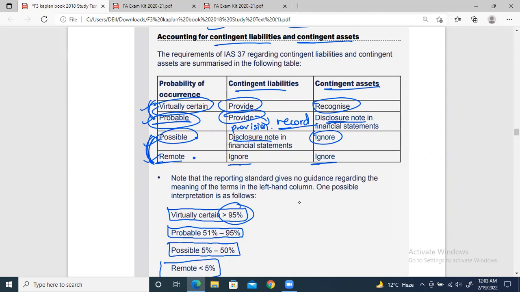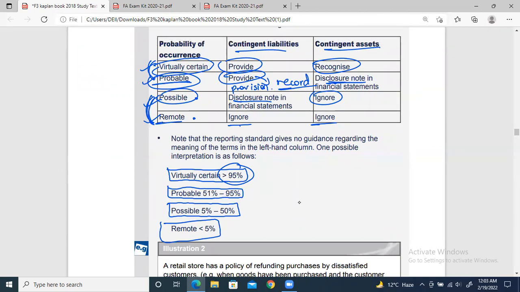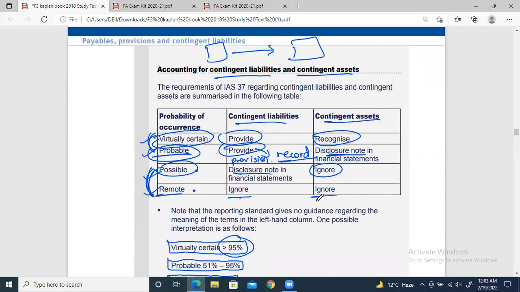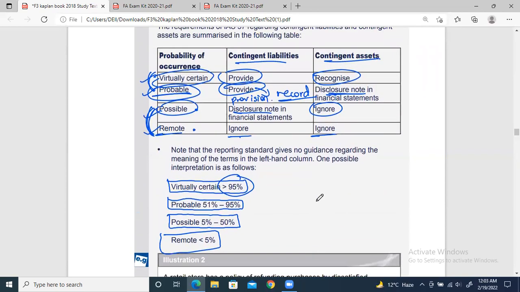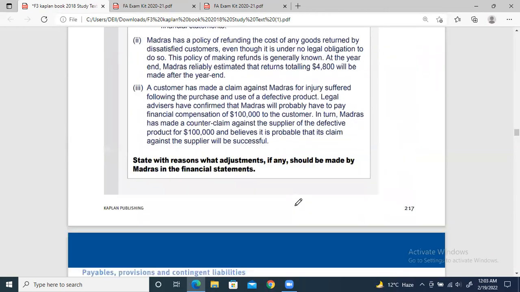So what happens is that, again, you might be thinking, where do we get these words from? Mostly lawyers give us these words. Lawyers give the companies these words: that it is probable that you will have to pay, there is a remote chance that you will have to pay, it's virtually certain that you will have to receive or pay. So these will be written in every question that we will practice. So this was a table. You can also review it from the study text. This will help you in revision as well. Now we'll straight away jump to the questions of the exam kit.